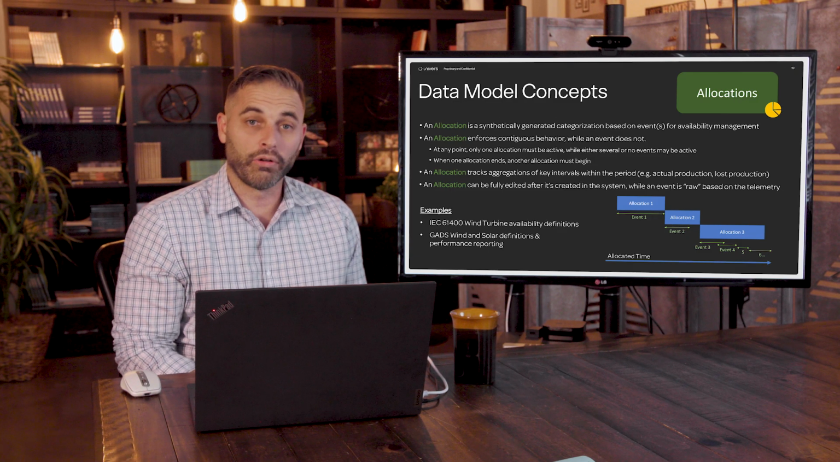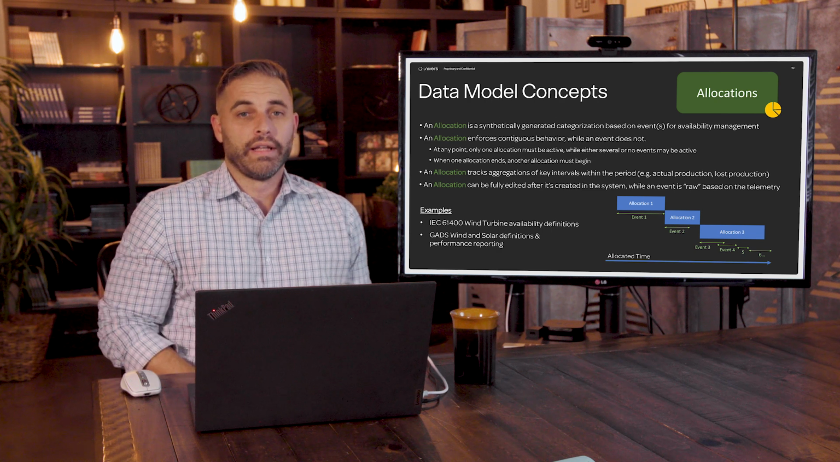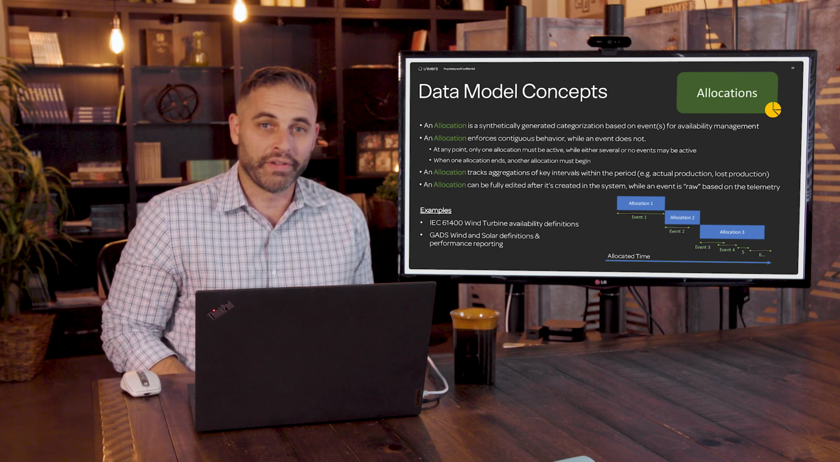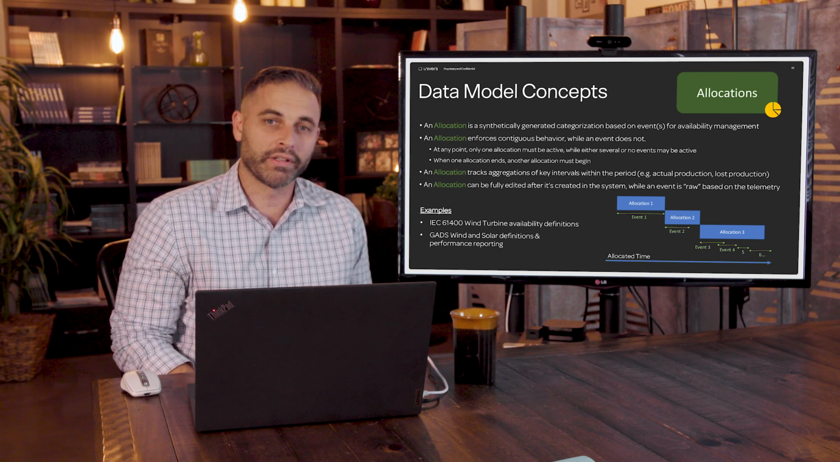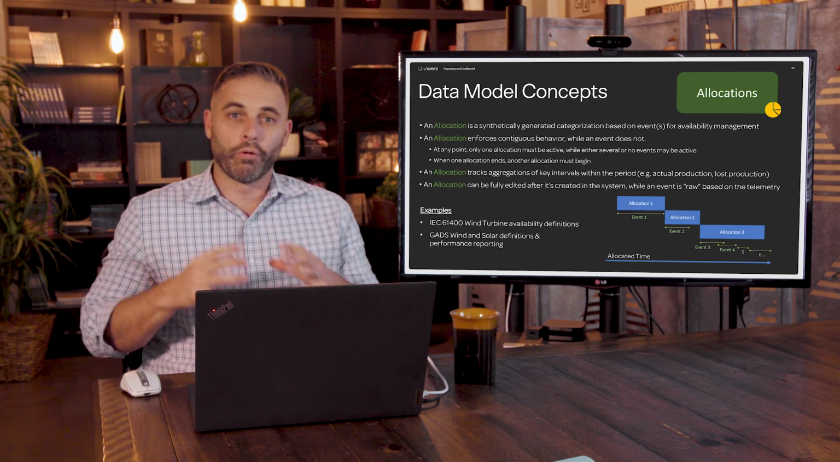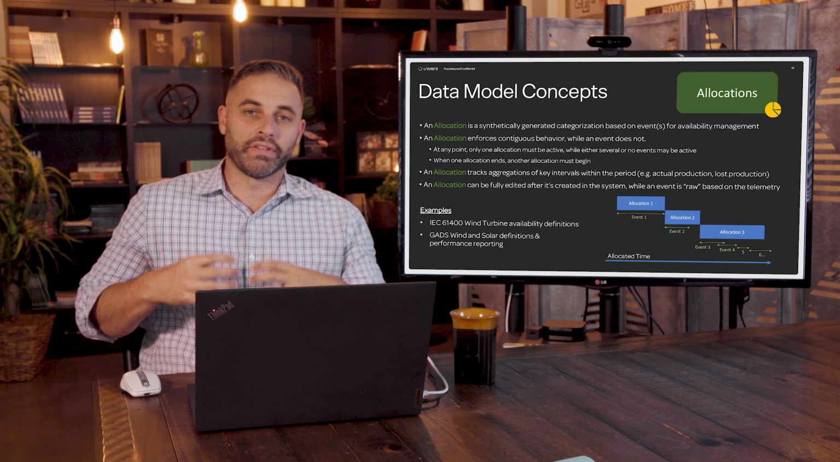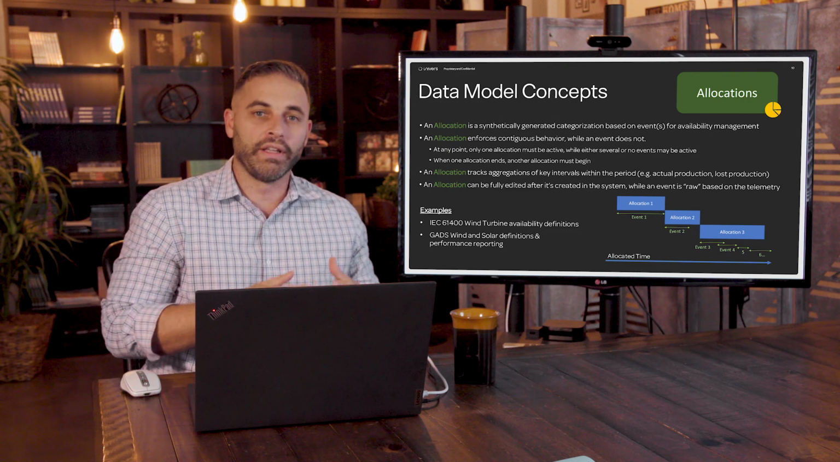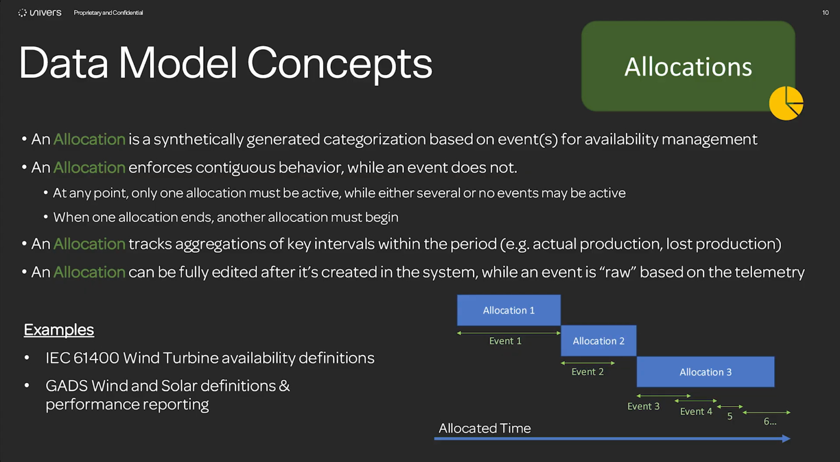The next data model that we'll discuss is the allocation. The allocation is the cousin to the event. While the 277 code that causes the turbine to derate or fault is the event, a forced outage is the allocation. It's the categorization of the event itself. So it's a synthetically generated concept within the Basefield system to allow you to track availability statistics. So we enforce slightly different rules for what an allocation is versus what an event is.